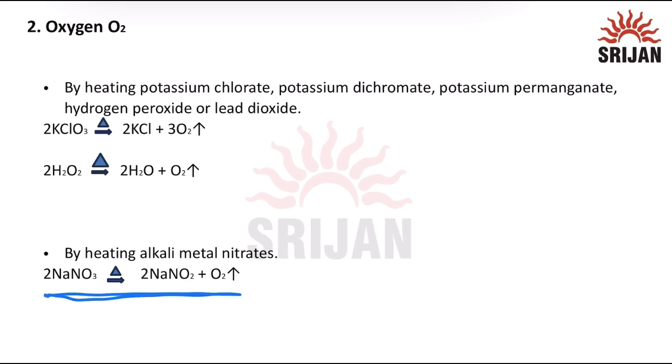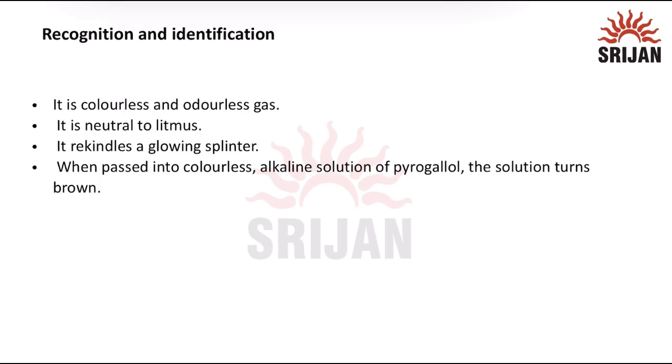Going ahead, how can we recognize oxygen? As you know, oxygen is also colorless, it is also odorless, it's present in the atmosphere, it's also neutral to litmus. It rekindles a glowing splinter, and when passed into colorless alkaline solution of pyrogallol, the solution turns brown. So this fourth one is the important method of identification.